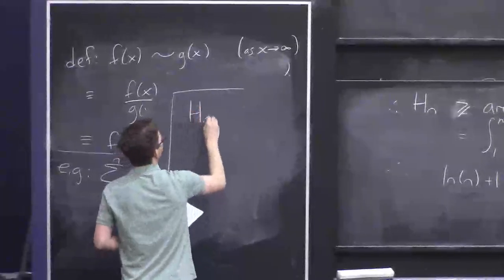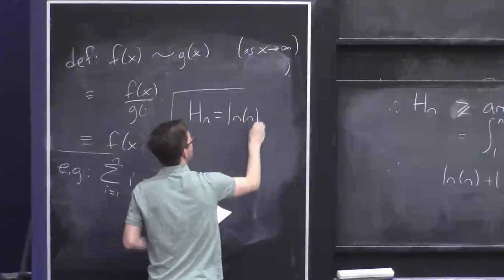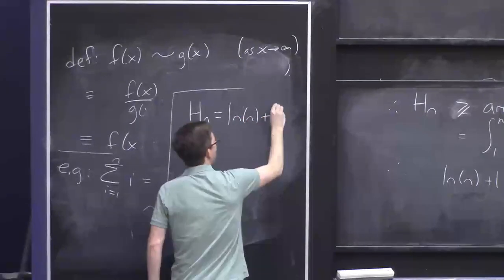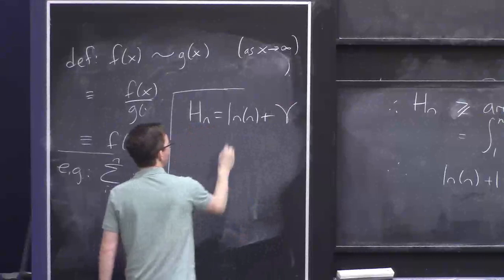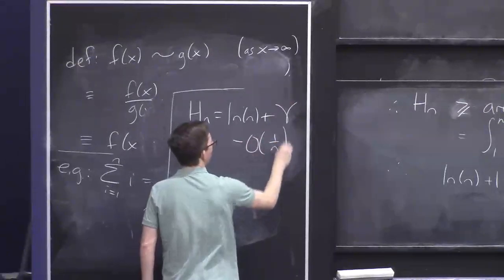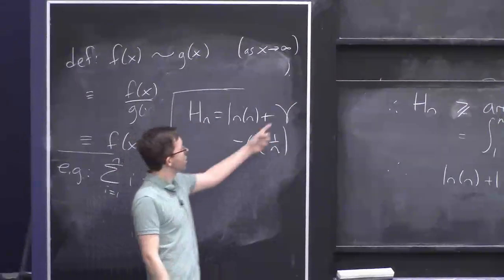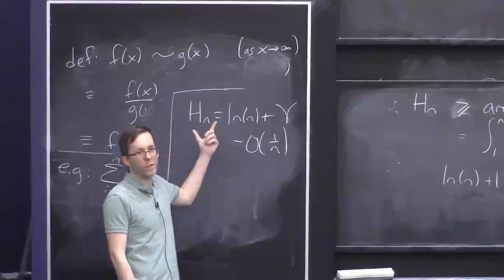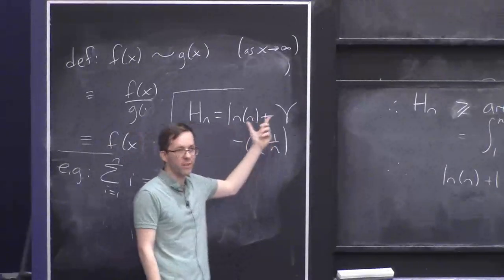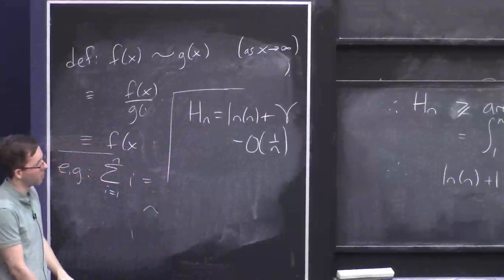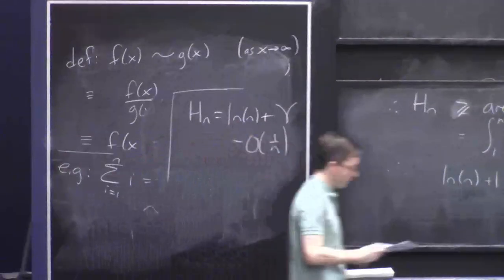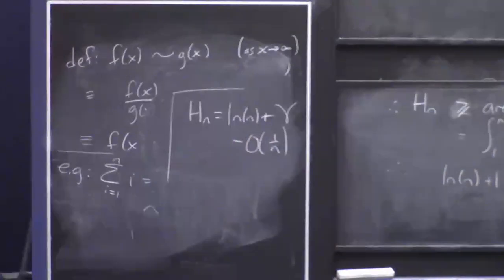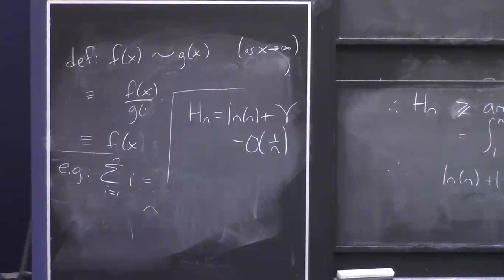It's actually known that h of n is indeed ln n plus some constant, which is called gamma, minus order 1 over n. And gamma is just the constant that makes this true. It's called the Euler-Mascheroni constant. It's like 0.577 or something. And you will probably never need it, but that's good to know about. It's actually a more mysterious constant than e or pi. I think it's not known if it's rational or irrational, albeit it's presumably irrational.